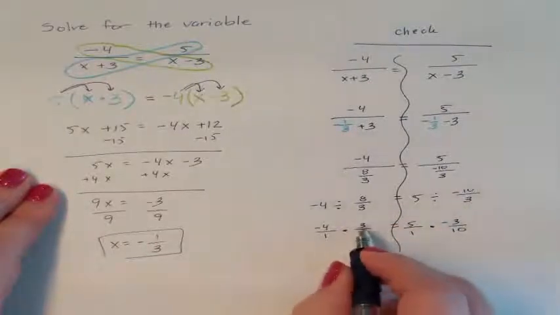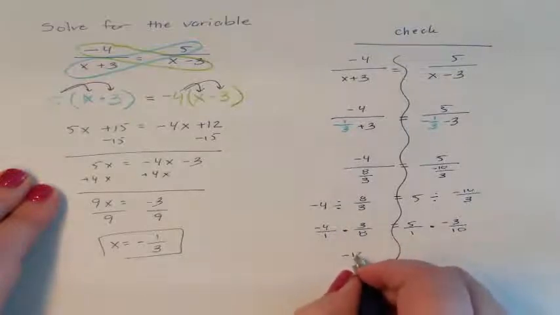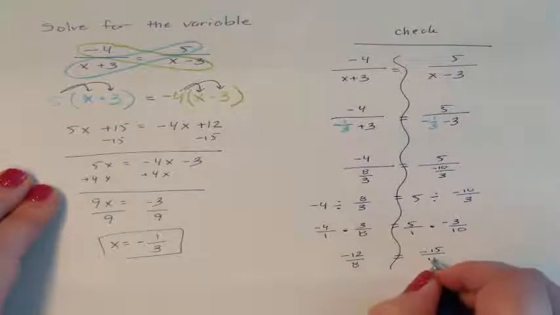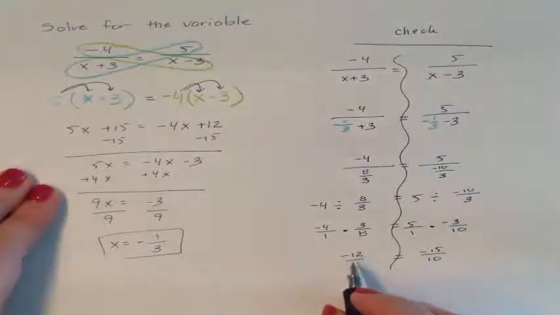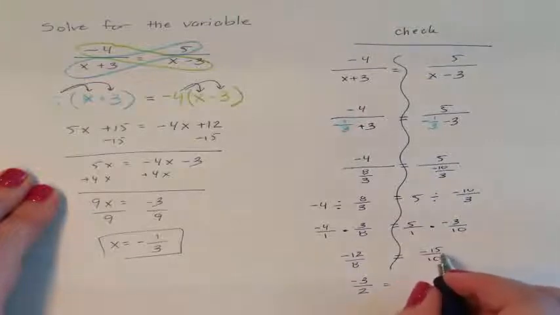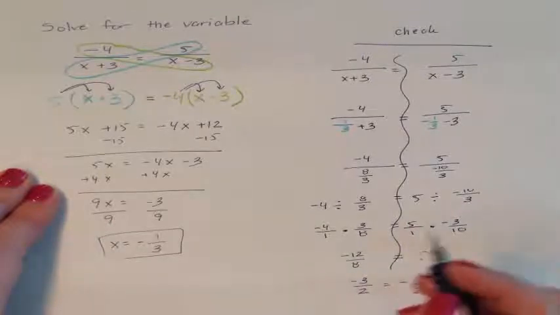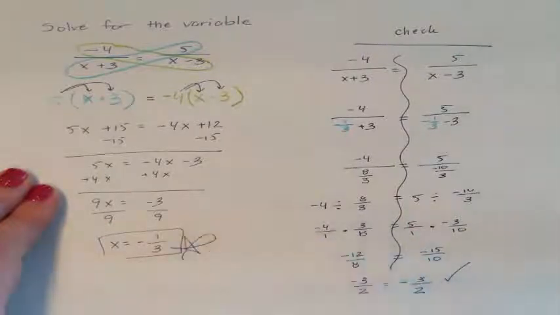So now I'm going to multiply straight across. So I have a negative 12 all over 8 equaling a negative 15 all over 10. Negative 12 over 8 simplifies to a negative 3/2. Negative 15 over 10 simplifies to a negative 3/2. Both sides gave me the same answer of negative 3/2, which means I just proved that this answer is correct.